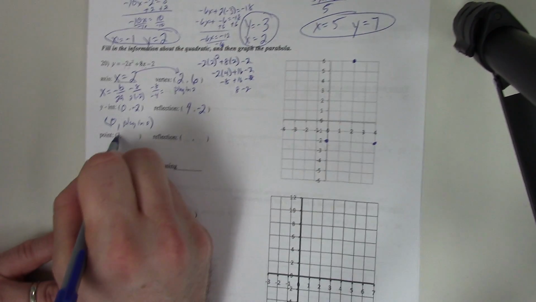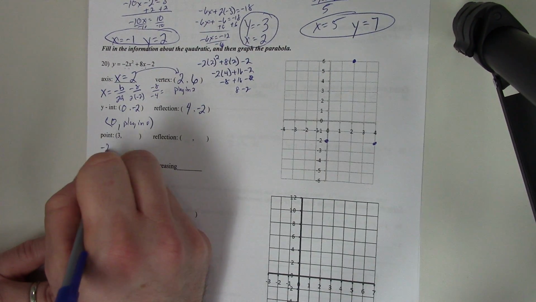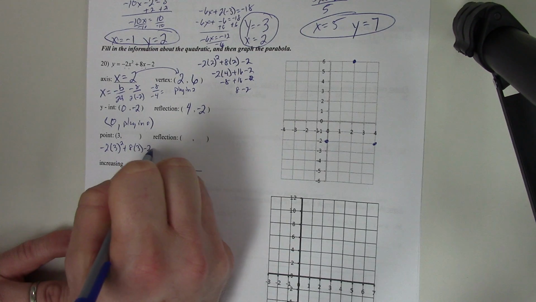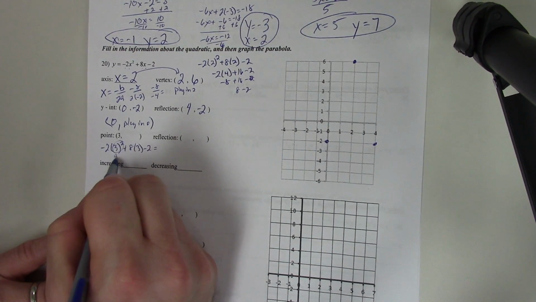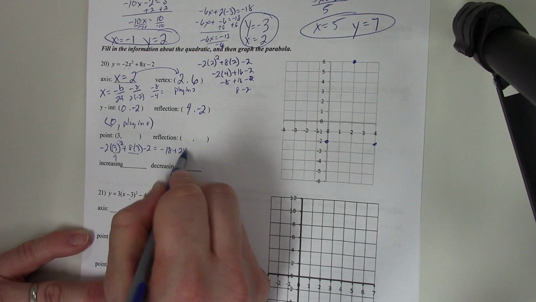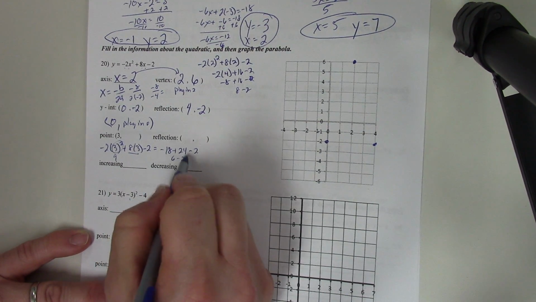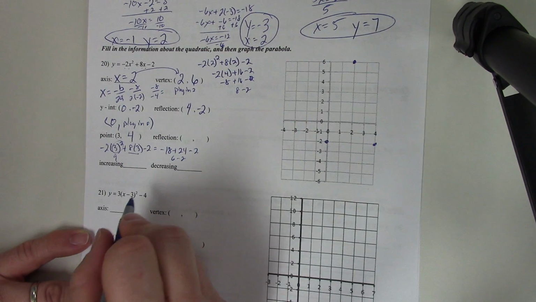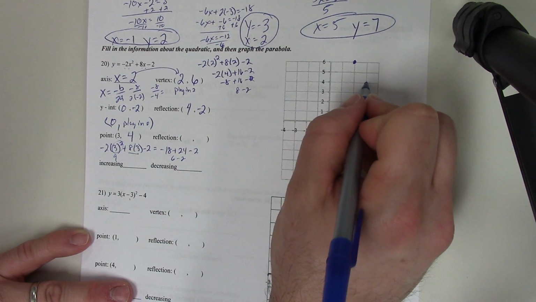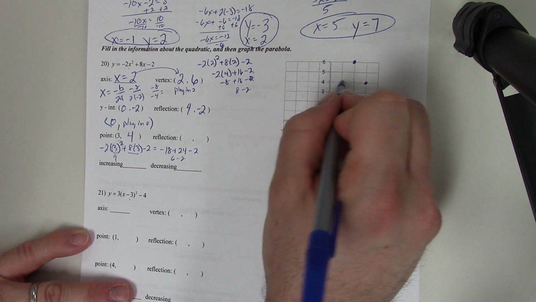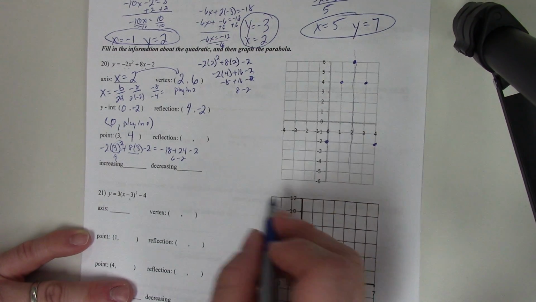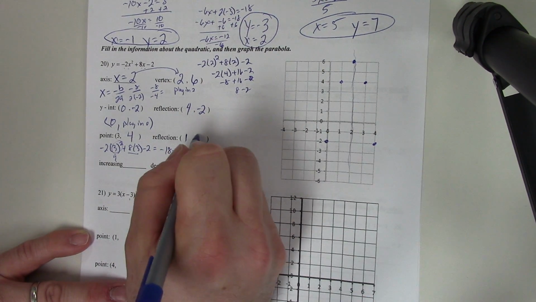Okay. For point 3, plug 3 in, so I get negative 2 times 3 squared plus 8 times 3 minus 2. This is 9 times negative 2 is negative 18. This is 24. And 6 minus 2 is 4. Okay, so I've got (3, 4) right here. That reflects here because there's my axis of symmetry. Maybe I should draw that in there. You don't need to, but it helps. That reflects to (1, 4).